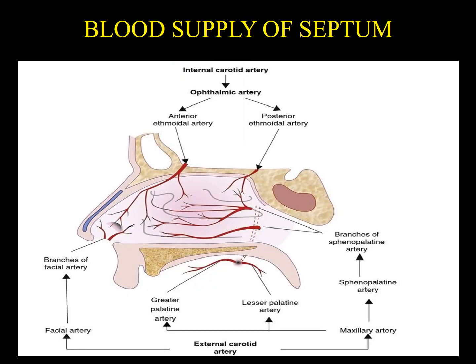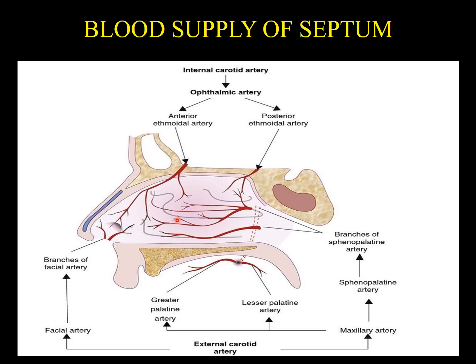So we see the blood supply of the septum. This blood supply is very important, as the septum is richly supplied with blood vessels. Basically there are four or five main arteries: the anterior ethmoidal and the posterior ethmoidal, which come from the internal carotid system, and the branches of the sphenopalatine, greater palatine, and the facial artery by way of septal branches. So these are the main blood vessels which supply the nasal septum.